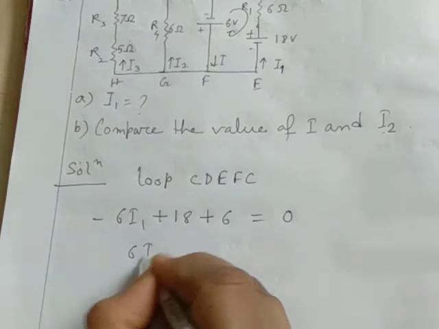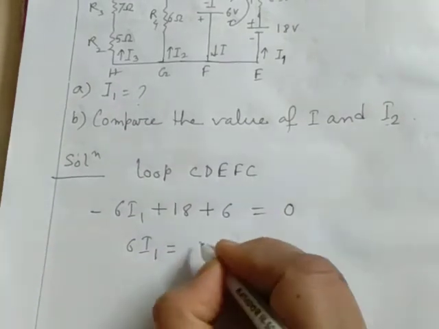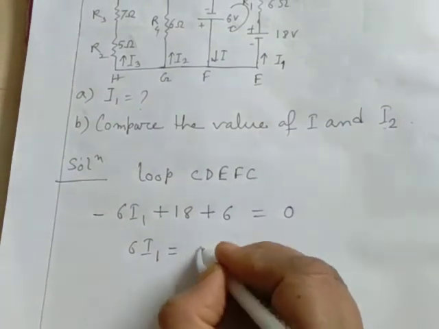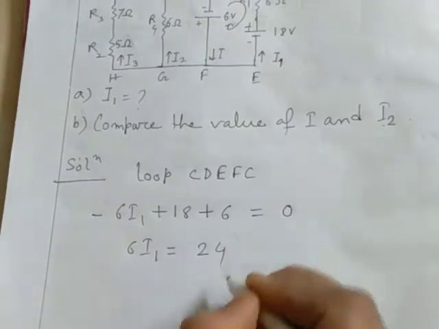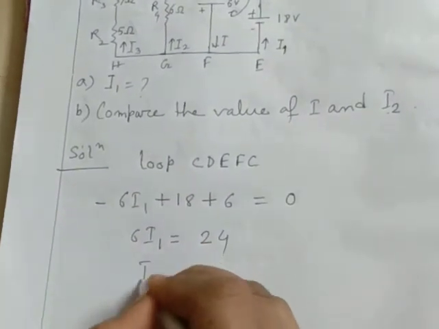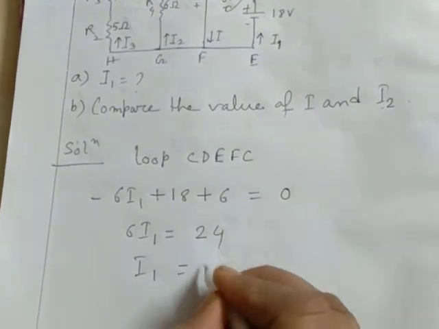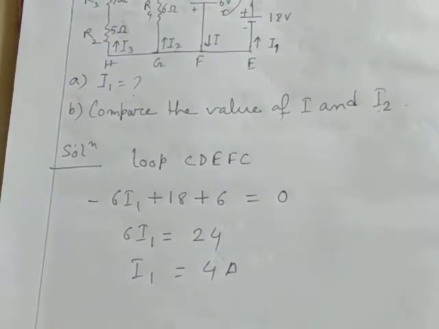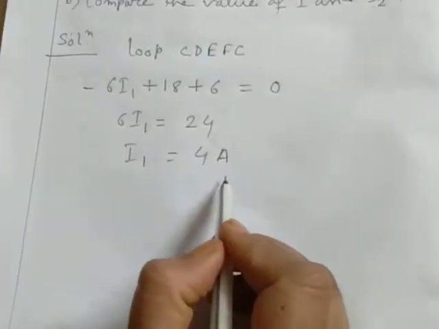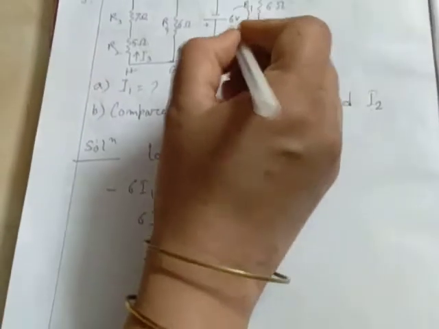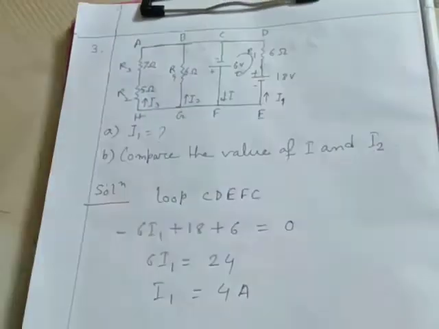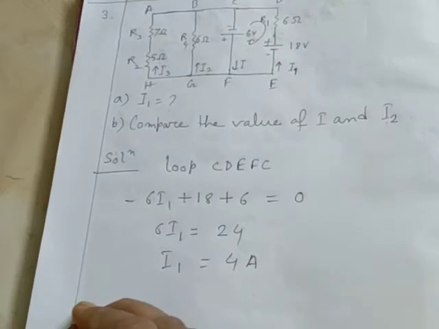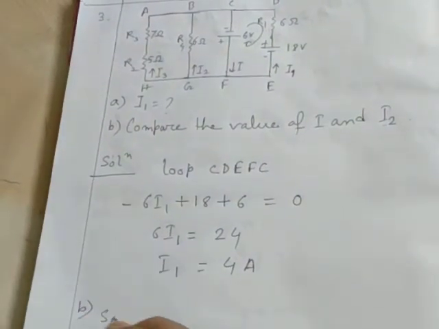So 6 I1 equal to 18 plus 6, that means 24. That means I1 equal to 4 ampere. Is it clear? So the value of I1 is 4 ampere. Here we have applied KVL, that means Kirchhoff's voltage law. Okay. Now part B solution.